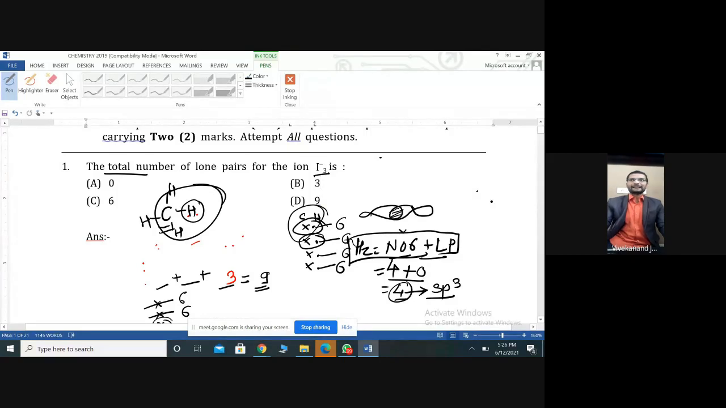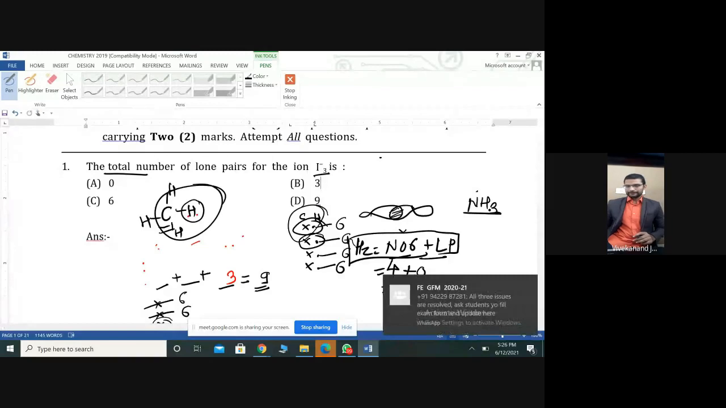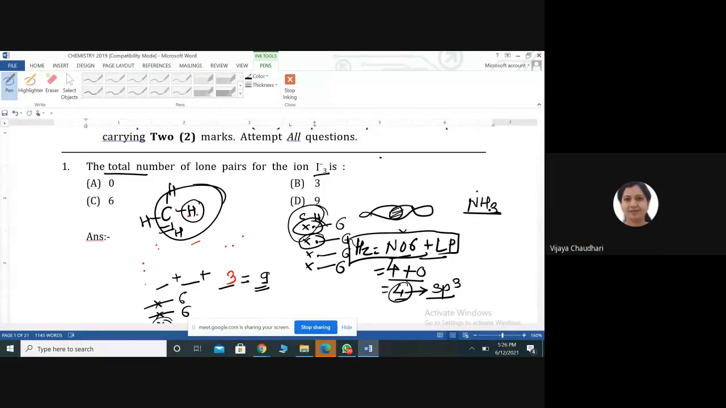Now give me the idea related to the ammonia molecule. Here I have ammonia. With this cross and dot formula, check for yourself, can you solve this question? With this formula, we have to take some advanced level questions also. So with this dot and cross formula, try to solve it. I have to teach you that dot and cross formula. In this nitrogen, how many electrons are present in the outermost shell?